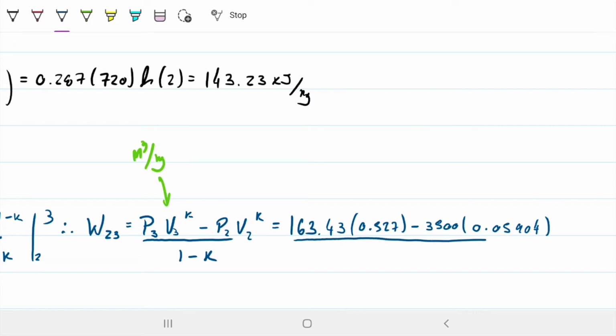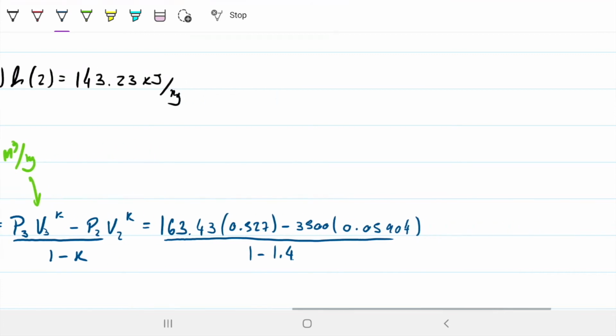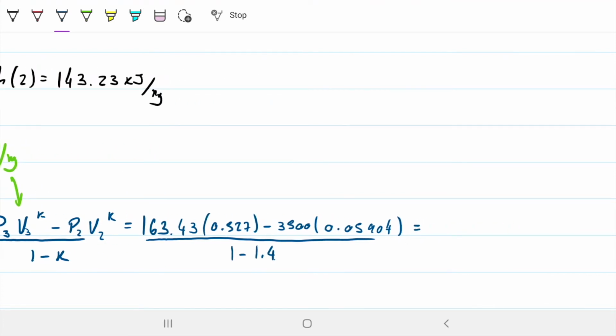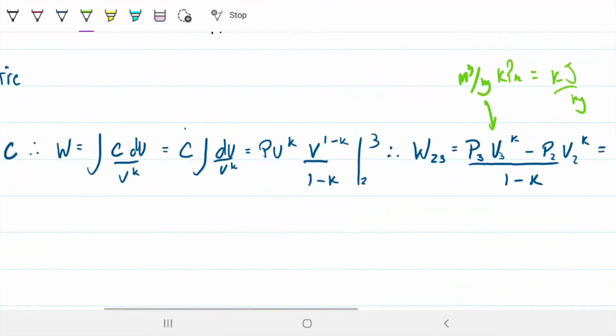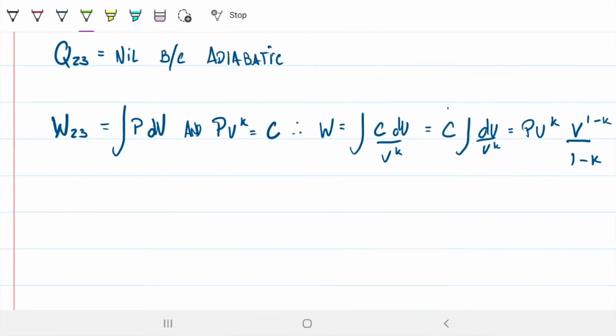K is 1.4, so this is just going to be 1 minus 1.4, so just negative 0.4. And this gives me a number of approximately 301.3. Okay, and that's kilojoules per kilogram, because we're multiplying meters cubed per kilogram by kilopascals, which is the same thing as kilojoules per kilogram. Great. Next up, from 3 to 4.